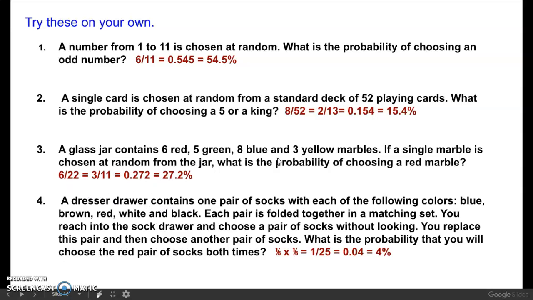Right, with the glass jar, this is just one single event. So there are a total of 22 marbles, 6 out of 22. That reduces to 3/11ths. So that becomes 0.272, 27.2%.